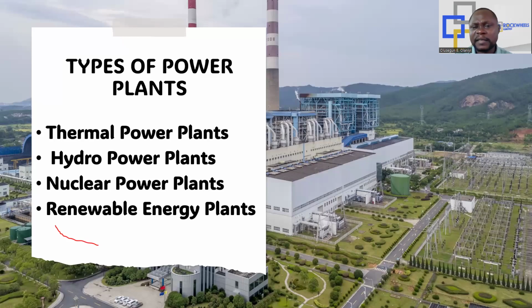Now, what are the hazards associated with nuclear power plants? Number one is radiation exposure. You'll be exposed to radiation, and this in turn could lead to skin cancer and other problems like that. Then we have reactor meltdown, radioactive waste, and thermal pollution. So these are some of the hazards associated with nuclear power plants.